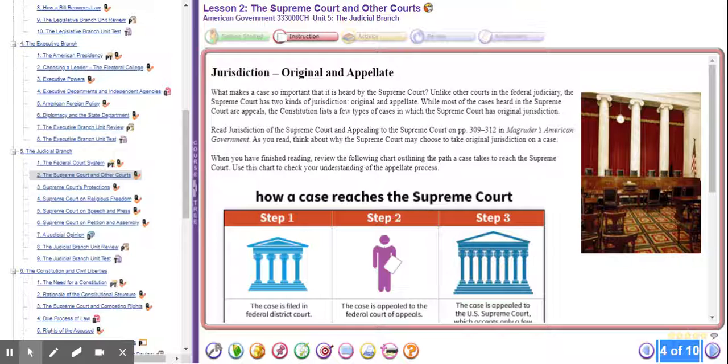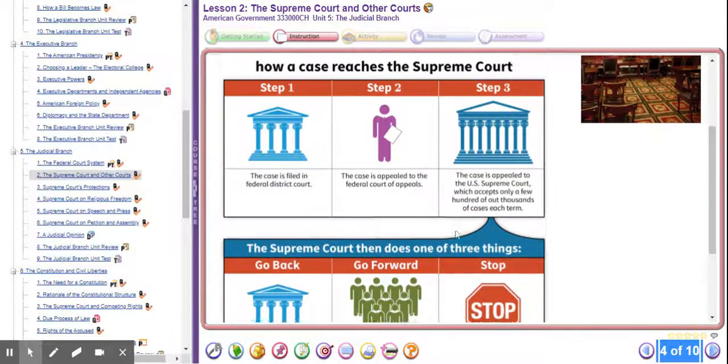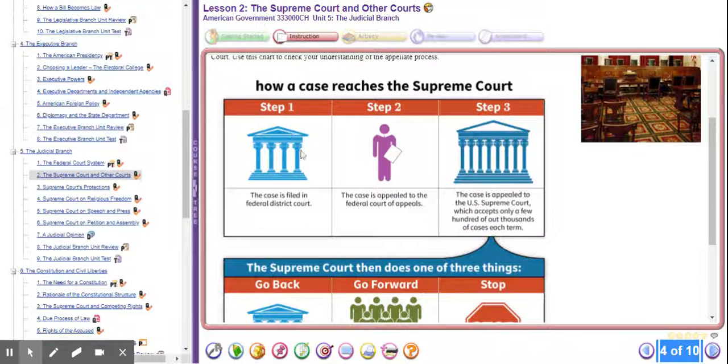All right. When you finish reading, review the following chart outlining a path the case takes to reach the Supreme Court. Okay. Step one, the case is filed in a federal district court, a lower court than the Supreme Court. Then after that case is decided, the case is appealed by whichever side loses, and it is appealed from the federal district court up to the Supreme Court. And the Supreme Court then gets to decide if they're going to hear it or not.